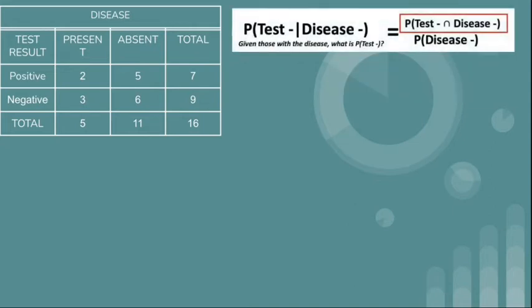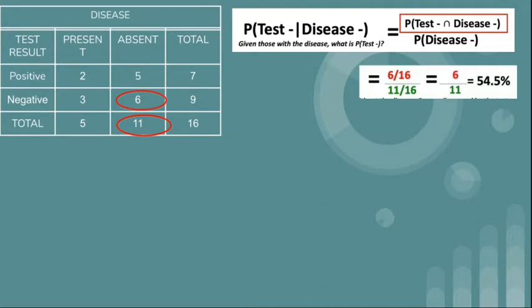Next one, what is the probability that the test is negative given the disease is absent? How many is our outcome for the test is negative? So 6. How many is our total outcome when the disease is absent? Right? 11? So it becomes 6 over 11 or 54.5%. So this means out of those people without the disease, 54.5% were correctly identified by the test.